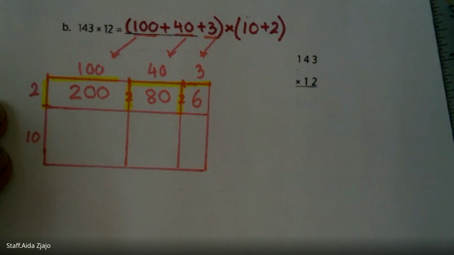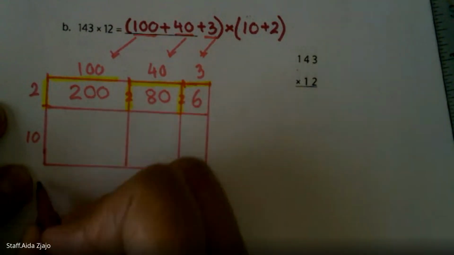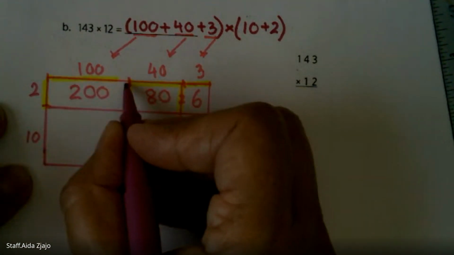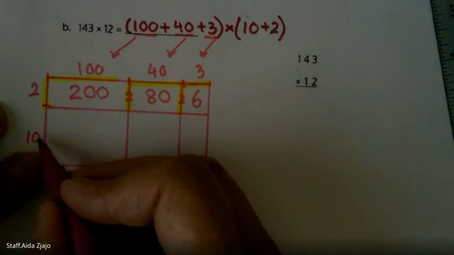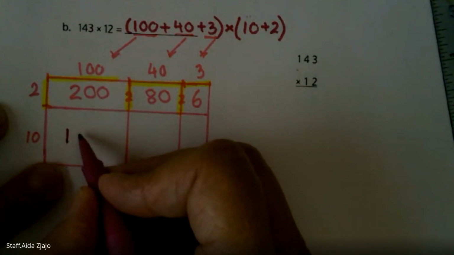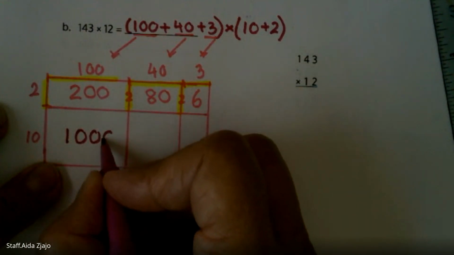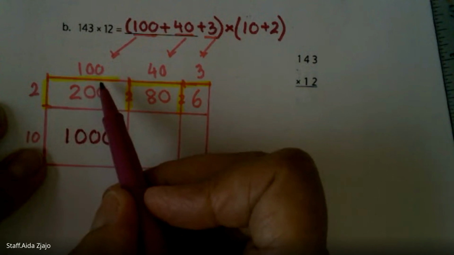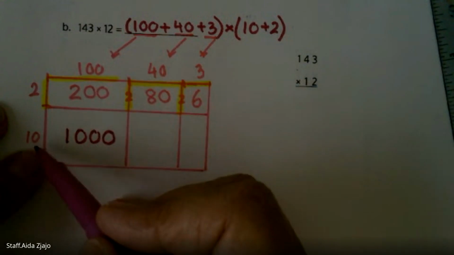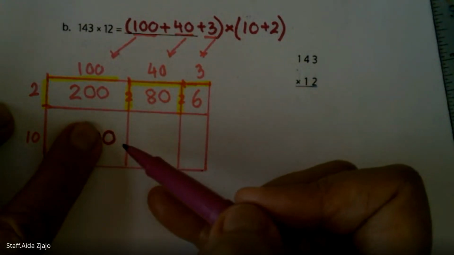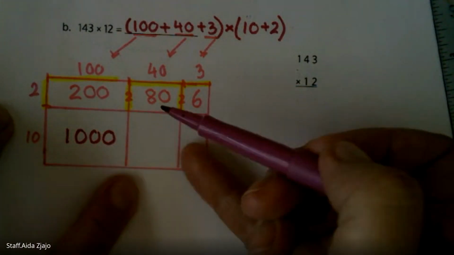Okay, now you're going to do 10 times 100, because this is 10 and this is 100. 10 times 100 is 1 with 3 zeros. So 10 times 100 is 1,000, because the 100 gets 10 times bigger. If this is 100, you add 1 zero from the 10, so that is 1,000.